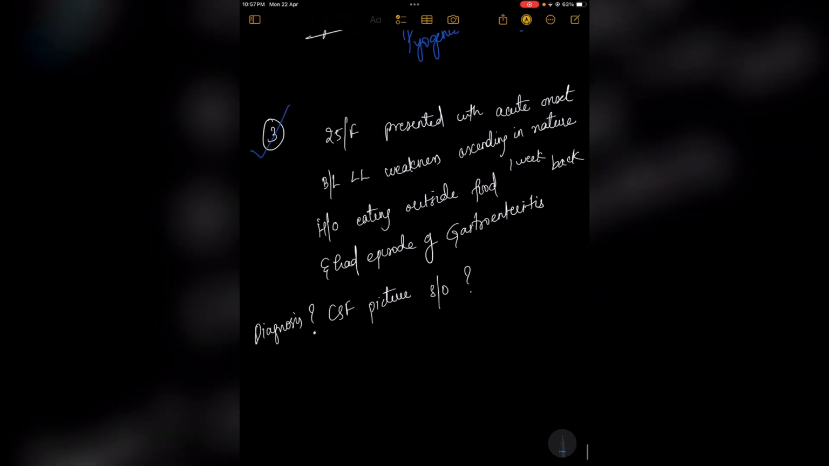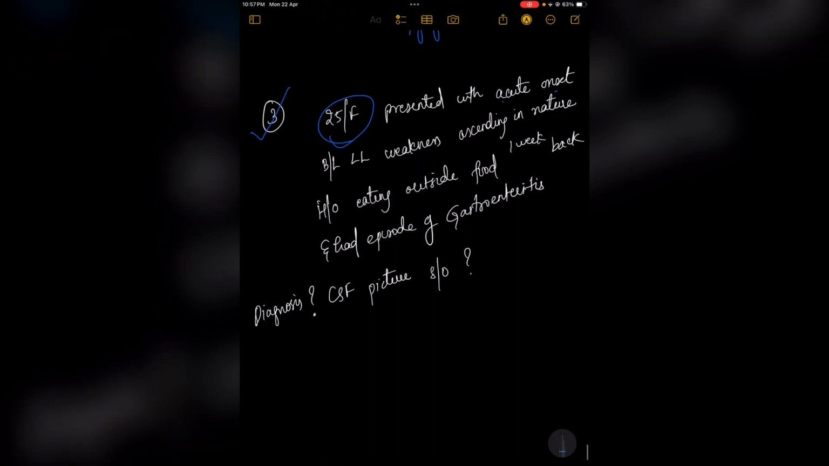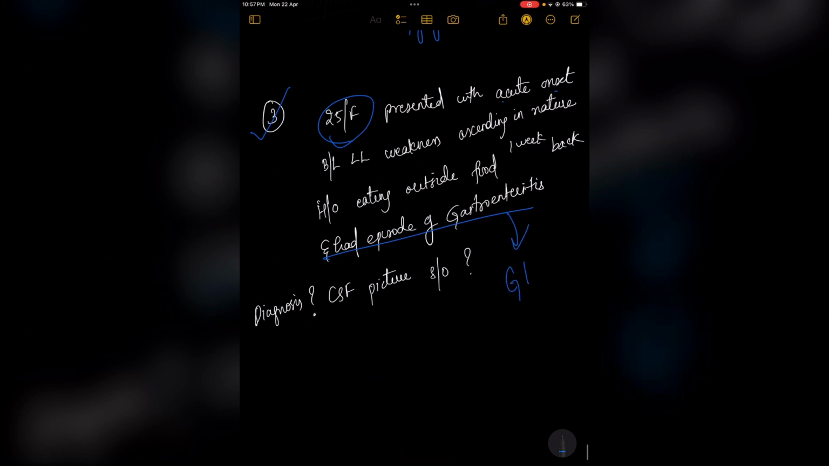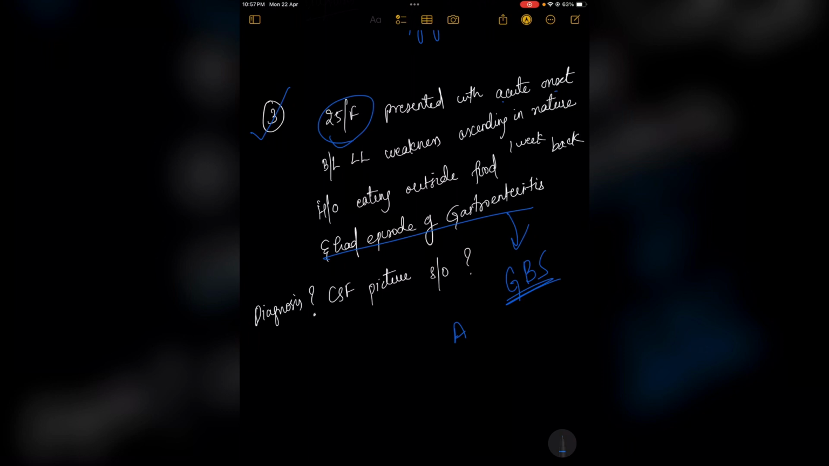Next, third question. A 25-year-old female presented with acute onset bilateral lower limb weakness which is ascending in nature. History of eating food outside 1 week back and had an episode of gastroenteritis. This history is classic GBS, because this is AIDP presentation, demyelinating polyradiculoneuropathy.